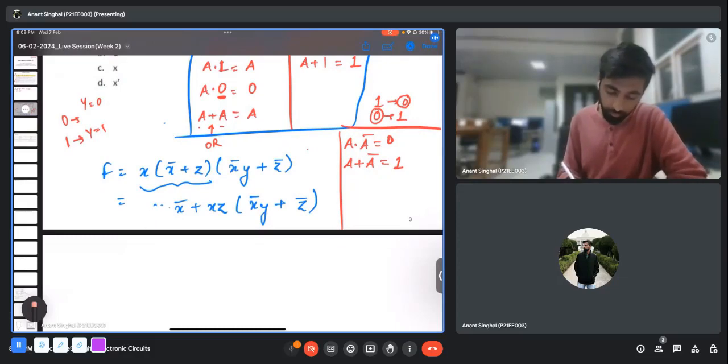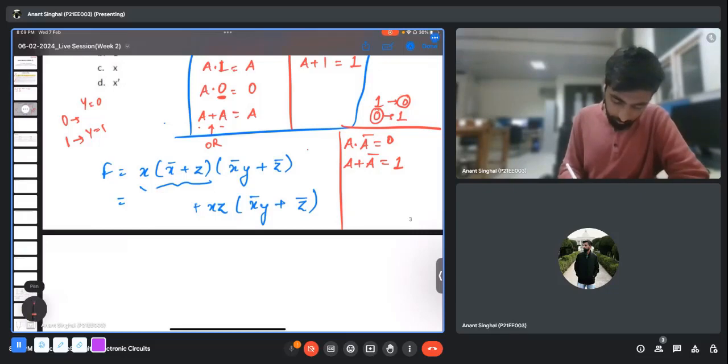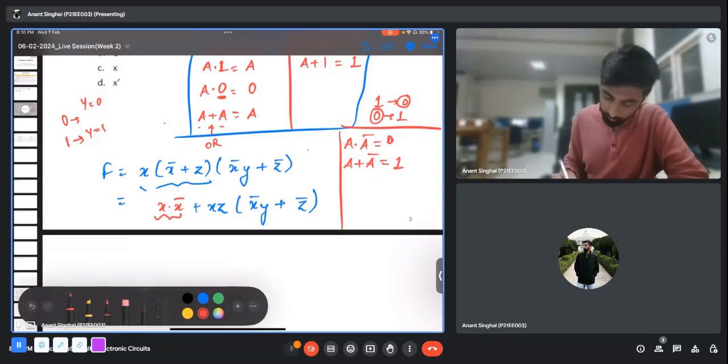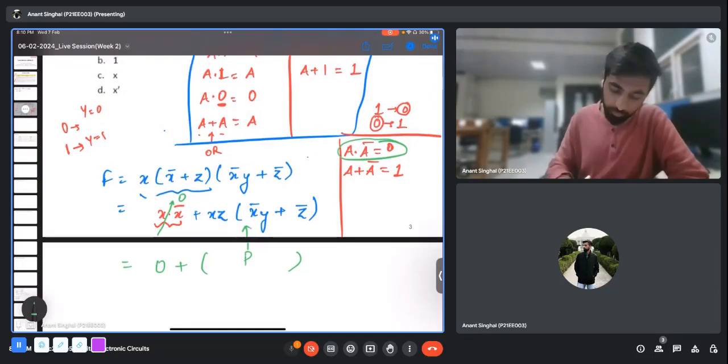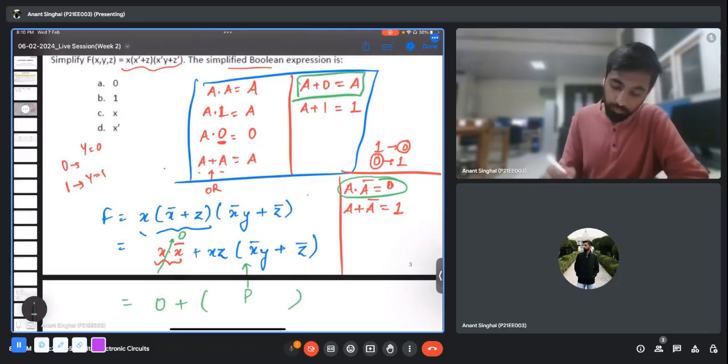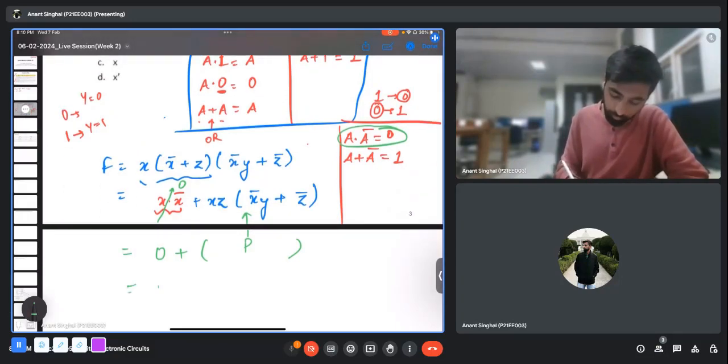So the first part you can see here, if I write using some different ink, this will be x dot x complement, which is similar to this property. If I denote it with a green ink, I can clearly write this term as 0 added with a certain variable, which let's say is p. So 0 addition with any variable, as you can see in this property, is the variable itself. So I'll write the variable now, which is left behind: x z (x complement y plus z complement).